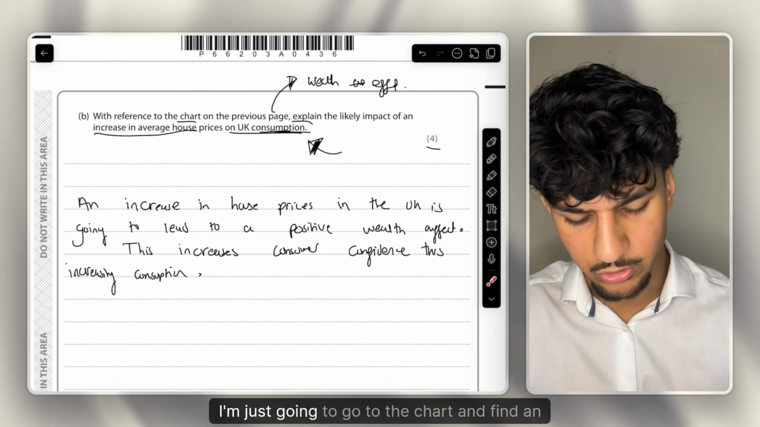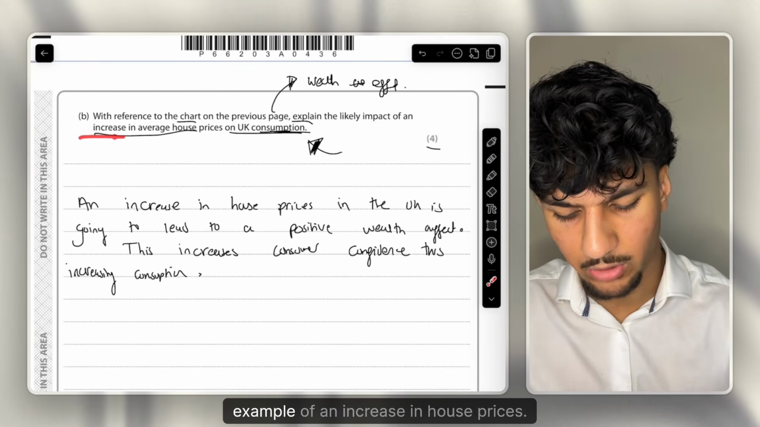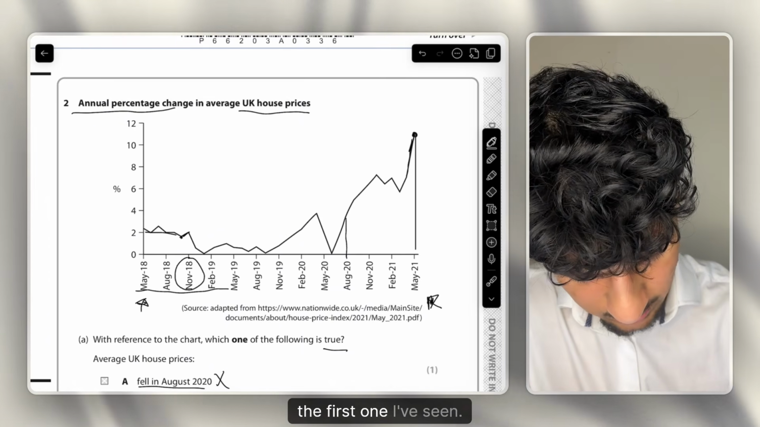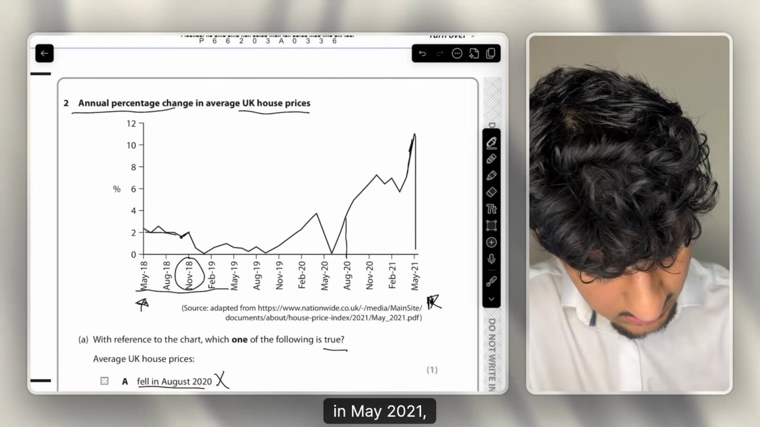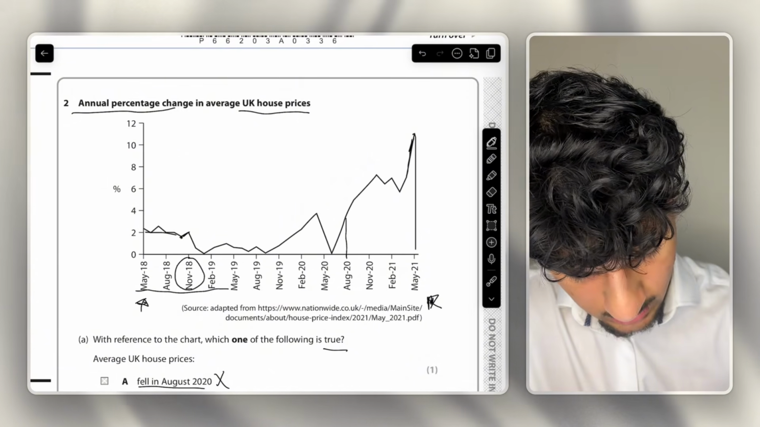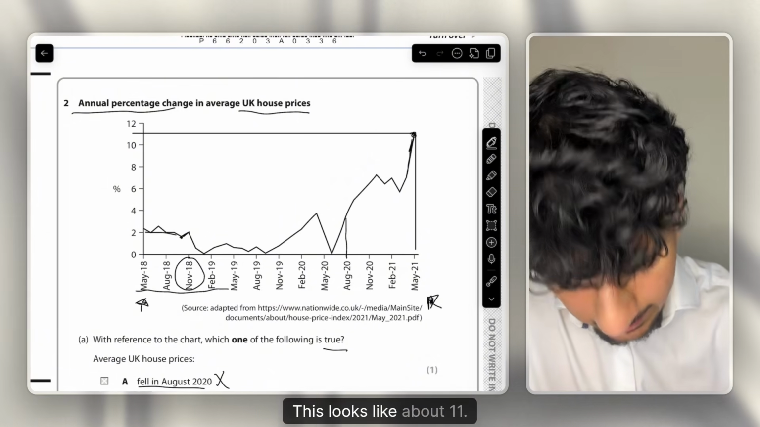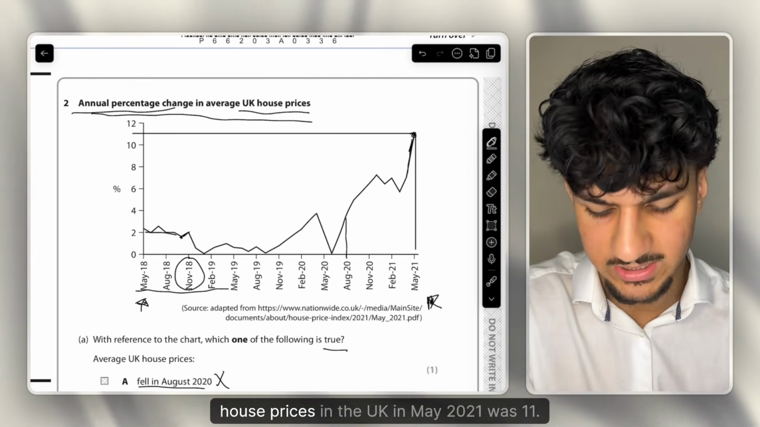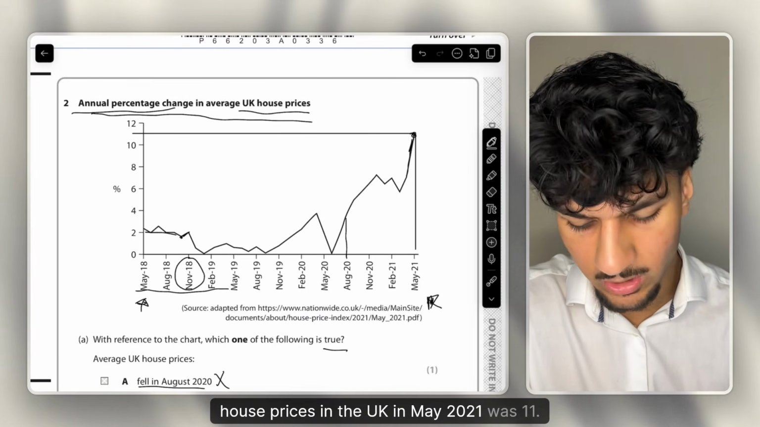So what I'm going to do is go to the chart and find an example of an increase in house prices. I'm going to probably use this figure because it's the first one I've seen. In May 2021, what was this? This looks like about 11%. So the annual percentage change in average house prices in the UK in May 2021 was 11%.